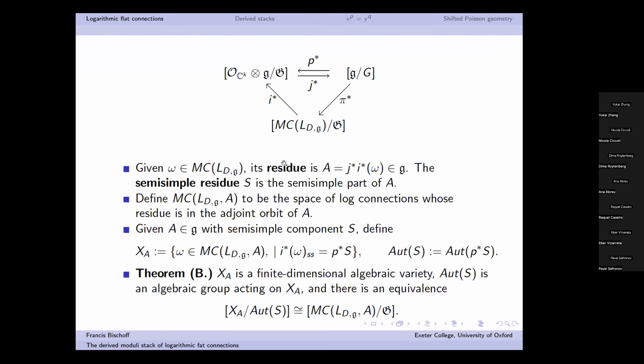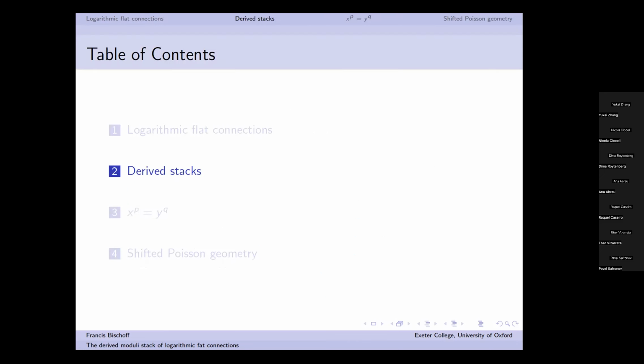Okay, so this was the first part. And now I want to talk about how to extend this to the derived setting. Why you might want to do this is, for example, this algebraic variety is often singular. And another thing is that if you want to start looking for things like shifted Poisson structures, then you need more space homologically in order to describe them. So that's what I want to talk about next, derived stacks.